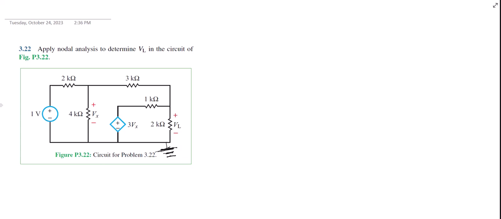So for instance, if the bottom is 0 and Vx is the voltage across this 4 kilo ohm resistor, that means that the plus side is Vx more than the minus side, or that relative to ground, this voltage right here is Vx, because this side minus that side has to be Vx. Similarly, the voltage right here has to be 1 volt. And the voltage right here has to be 3Vx.